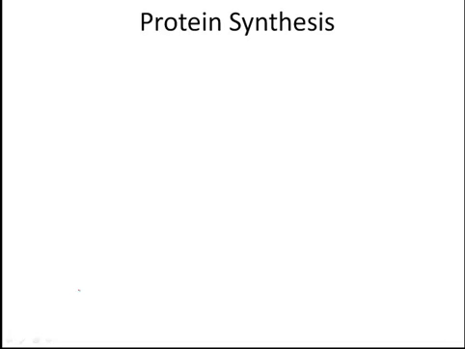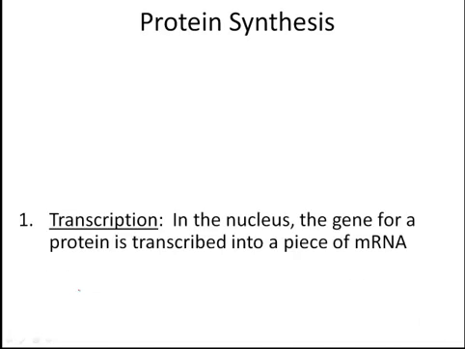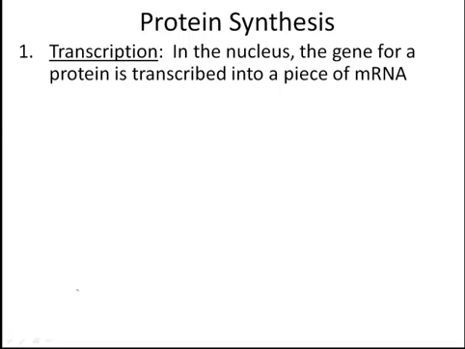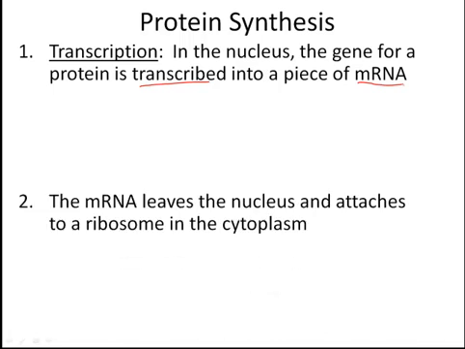Now, DNA and RNA are going to work together in order to do the process of protein synthesis. This is a multi-step process. It starts with transcription. Okay, so we have genes, and our genes tell us what proteins to make. So a gene for whatever protein we need to have gets transcribed into a piece of mRNA. So we're going to make our little piece of mRNA.